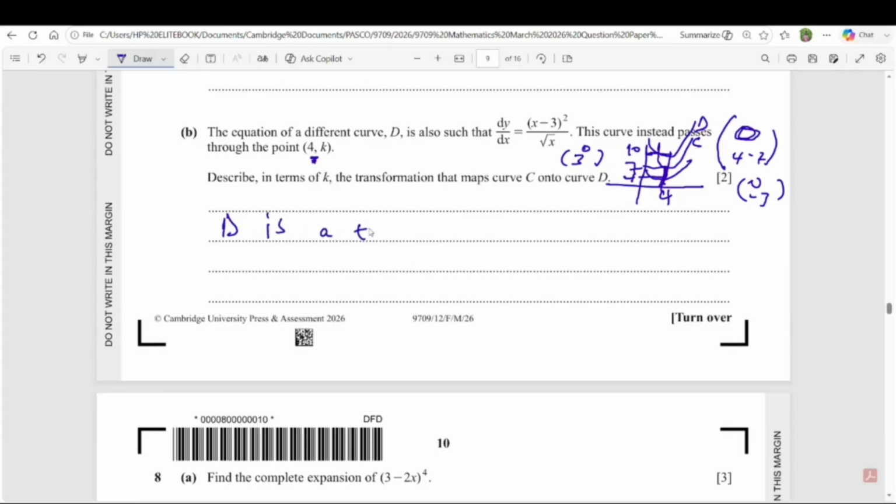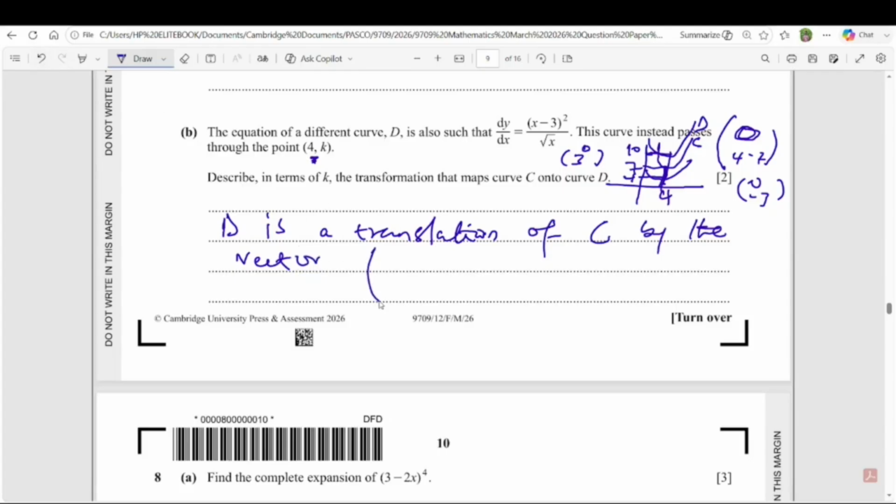So D is the translation of curve C by the vector: no change horizontally, but vertically it's going to be k minus 7, and that's it. Of course, you can also write it as a vector shift by k minus 7 units, and that is fine.